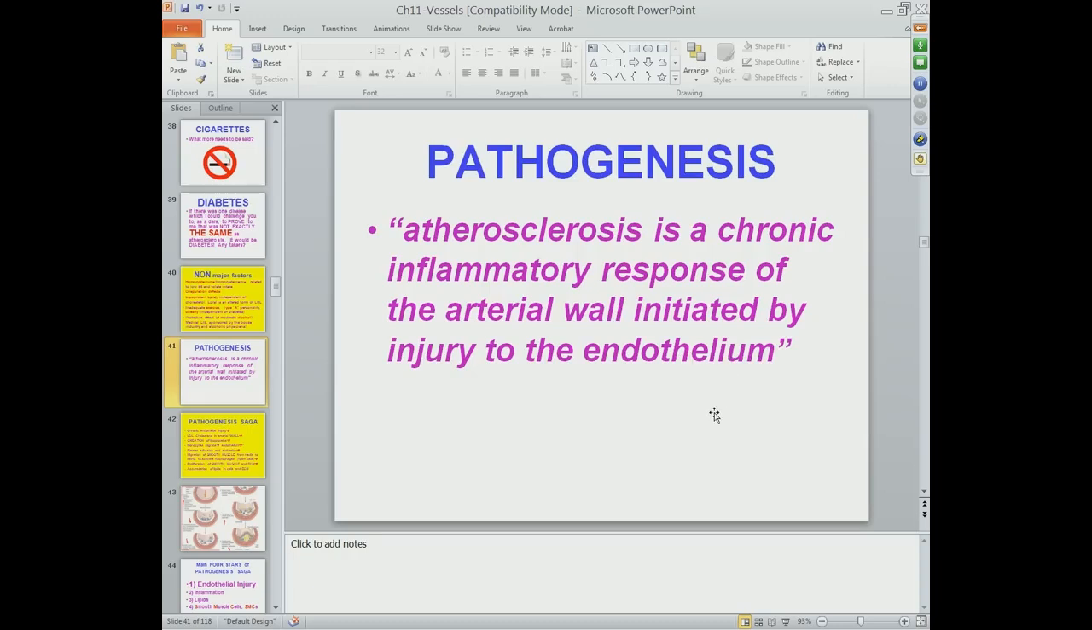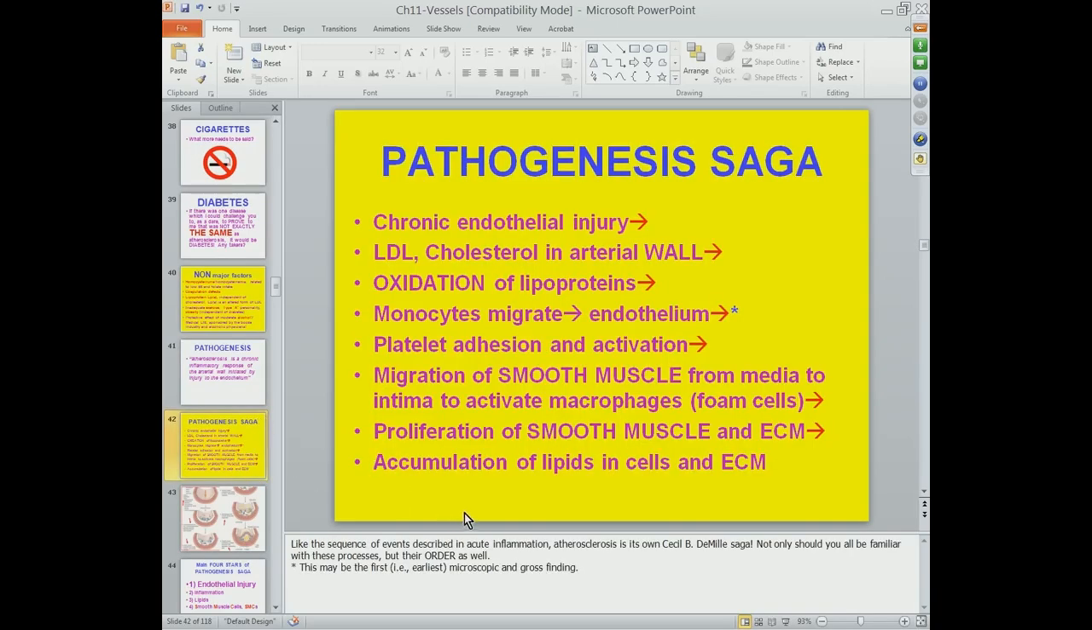I wish we could find out if there was one thing. All we know are the risk factors. But the facts are, if you don't have injured endothelium, whether it's by chlamydia or cigarette smoke or hemodynamic factors or hypertension, atherosclerosis does not occur. So here's the saga in my own words. You have injured endothelium chronically.